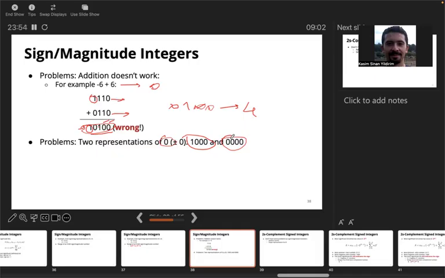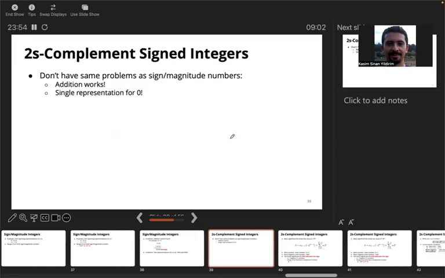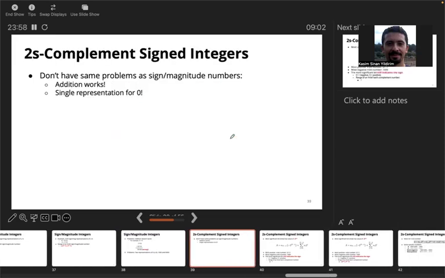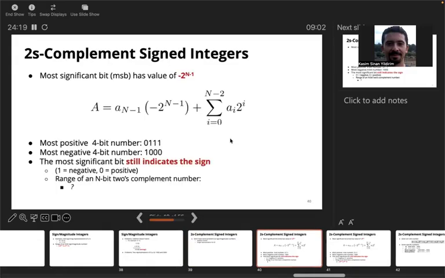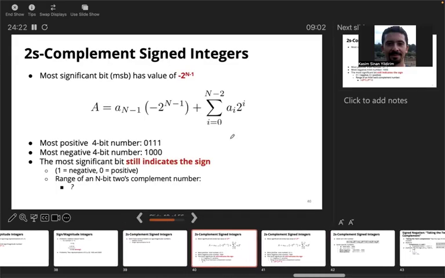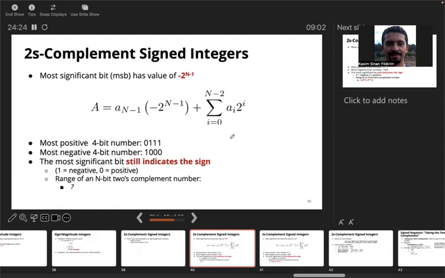Basically, you all most likely know it: two's complement representation. So we are going to represent numbers using two's complement form. Using this representation, addition will work without any problems, and we will also have a single representation for 0. We will not have any problems. So first, let's see how we represent numbers in two's complement form.